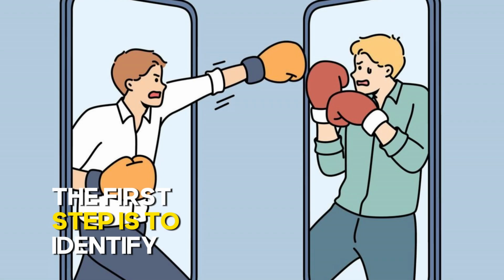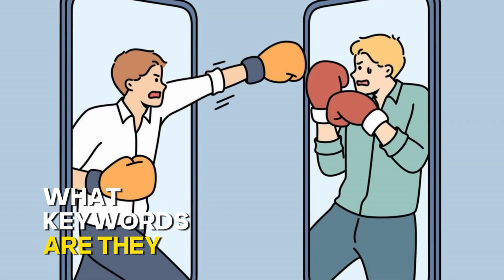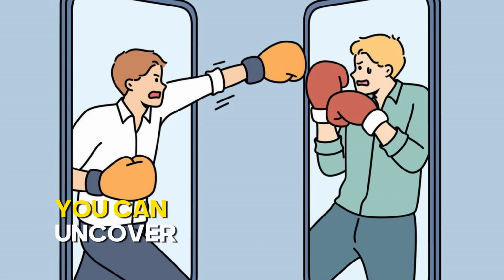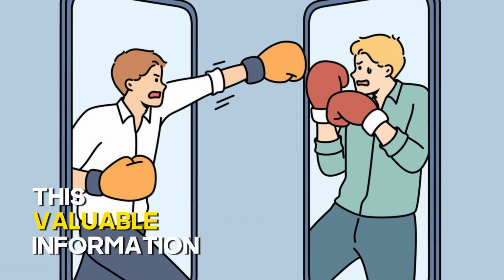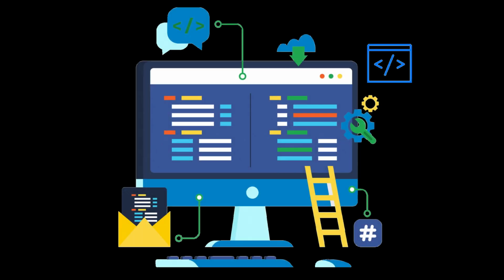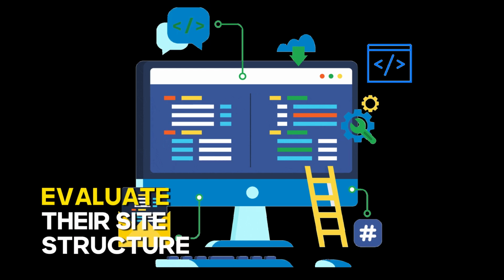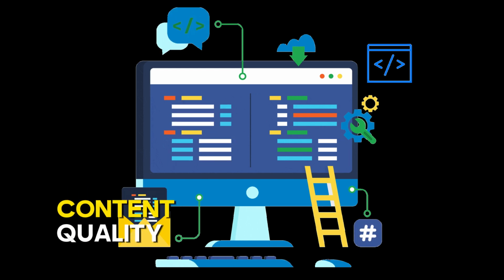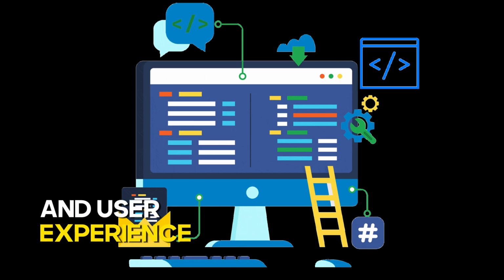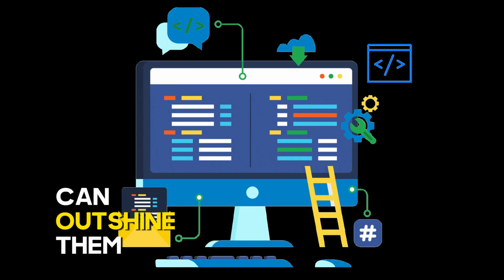The first step is to identify your online rivals. Who are they? What keywords are they ranking for? You can uncover this valuable information using tools like Google and social media platforms. Now take a close look at their websites and content. Evaluate their site structure, content quality, and user experience. This is your chance to spot their strengths and pinpoint where you can outshine them.